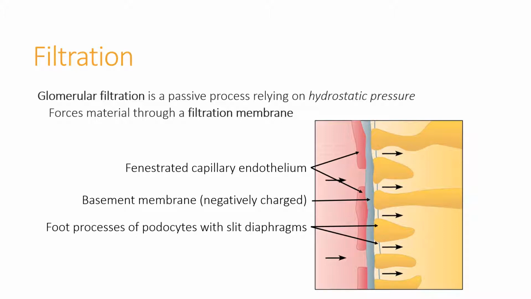The third layer of our filtration membrane are what are called the foot processes of the podocytes, with these slit diaphragms that we find between them right here. These slit diaphragms are even smaller than the fenestrations that we saw before and do funnel material down through the basement membrane and through these foot processes so that only very, very small particles can pass through this kind of opening. Anything larger than a couple of amino acids would be too large to filter out of the blood in this way.